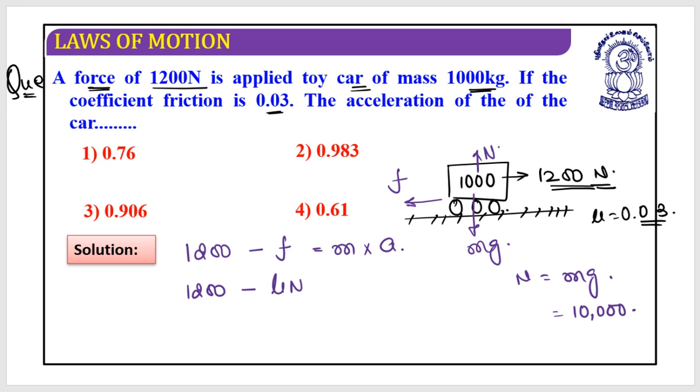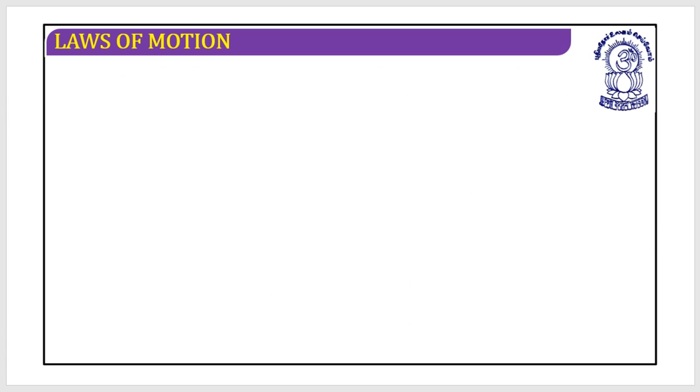And this is mu into N, which should be equal to mass into acceleration. So this is 1200 minus mu, where mu is 0.3, which is 3 divided by 100, multiplied by N. It's 10,000 should be equal to 1000 multiplied by acceleration. So this 2 has gone, this 2 has gone. So it's 1200 minus 300.